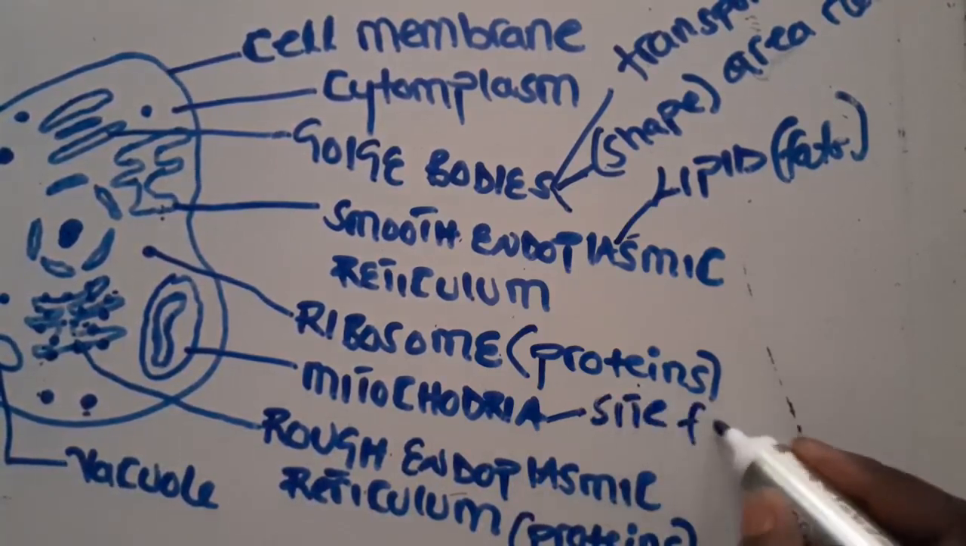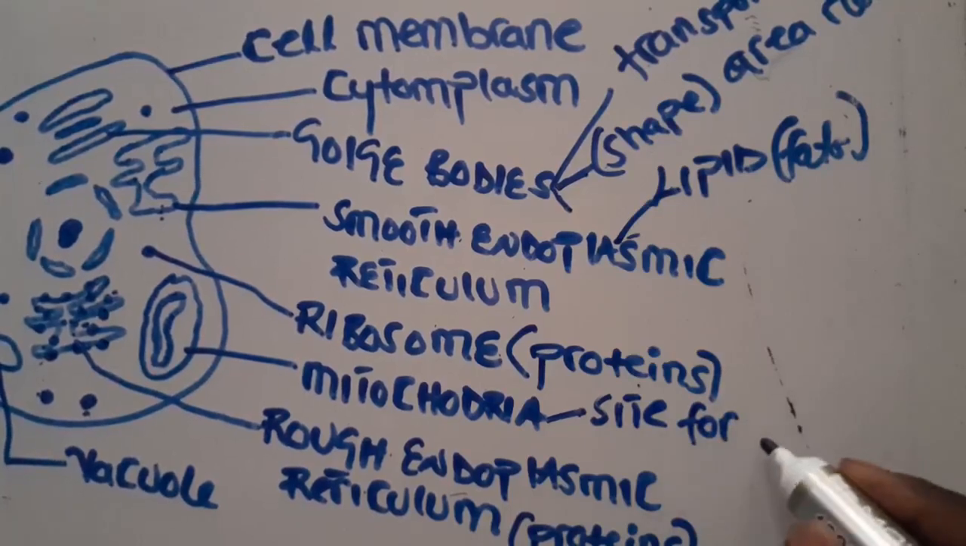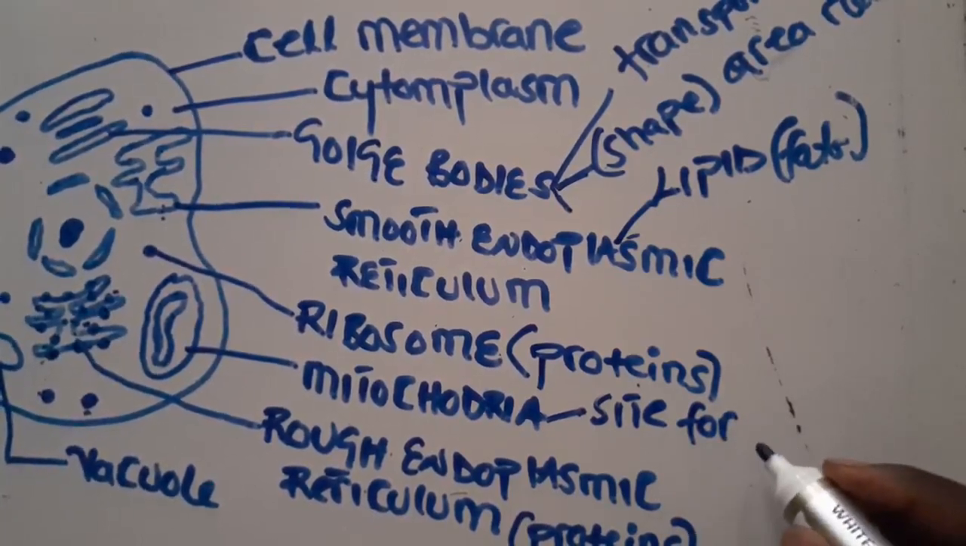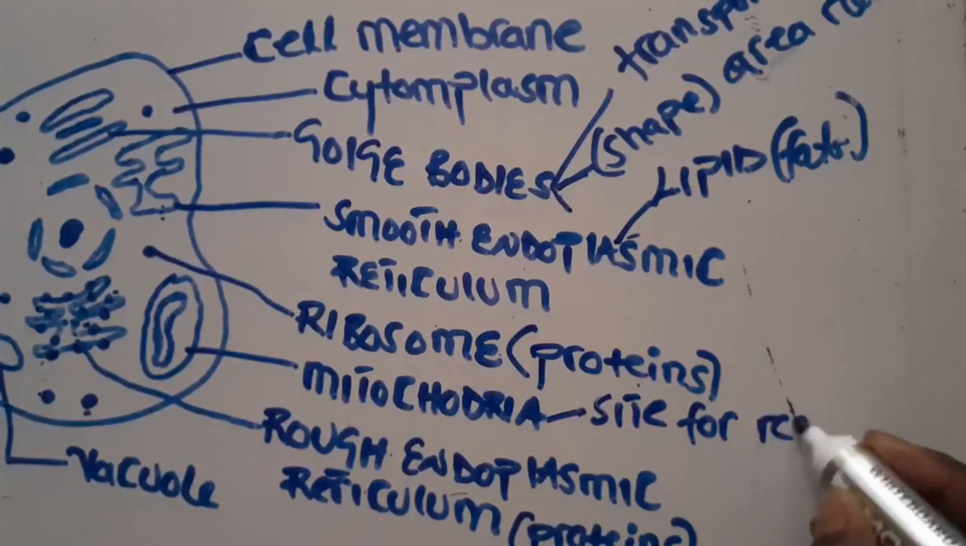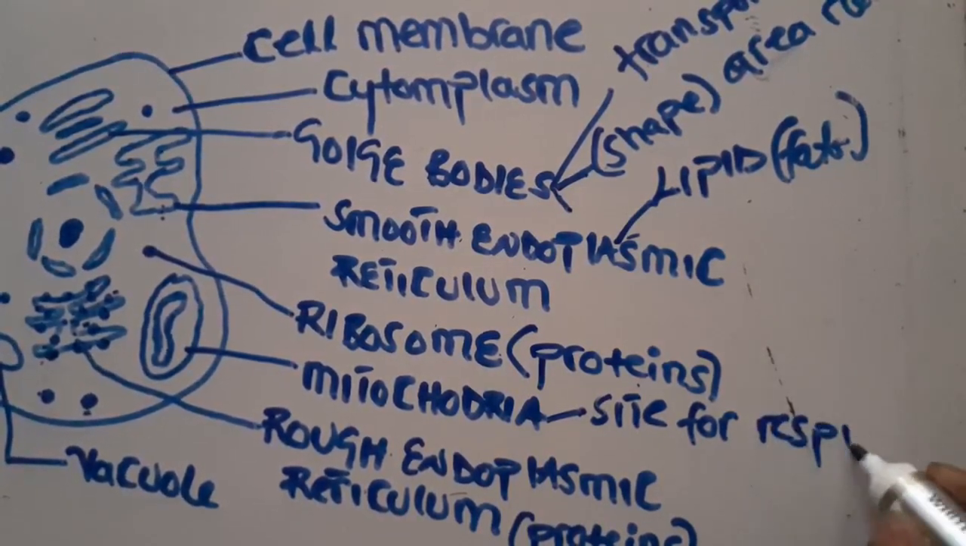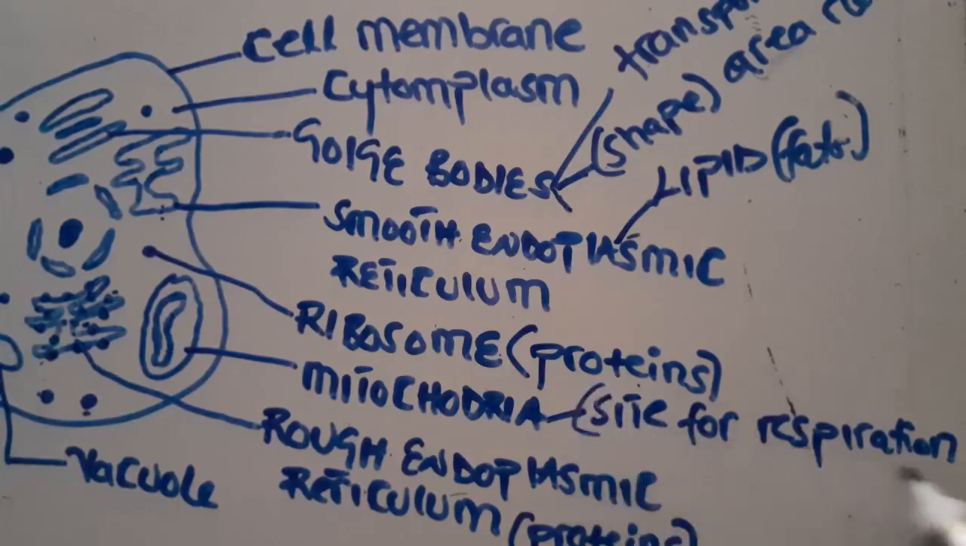Respiration is the process by which glucose, or large molecules, are broken down to release energy. So this is the site for respiration. That is the function of the mitochondria. It is a powerhouse. So the production of energy is done in the mitochondria.